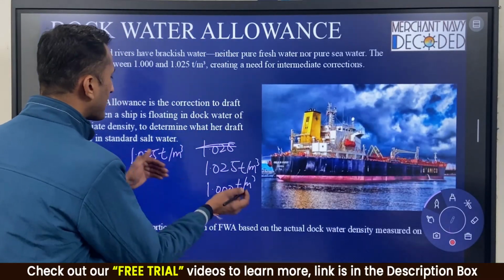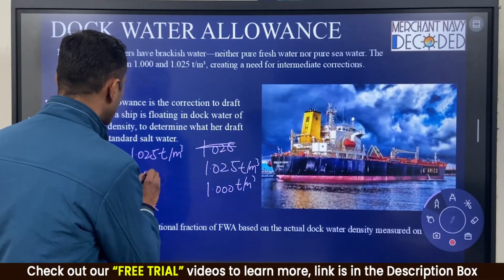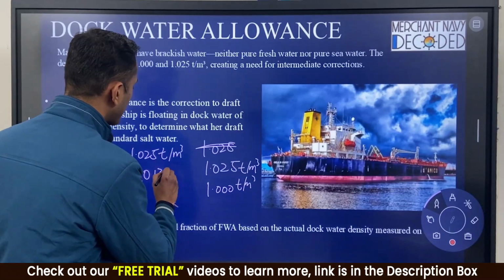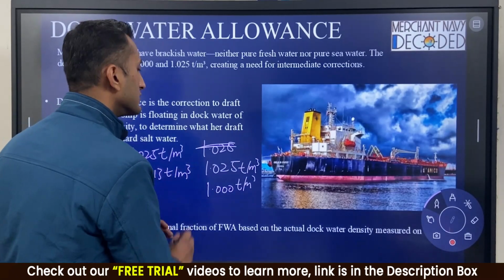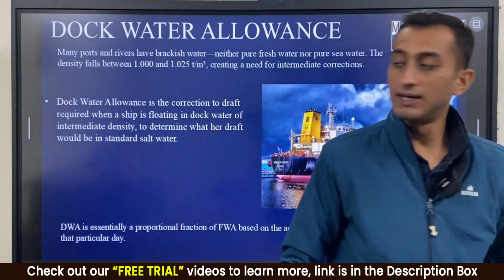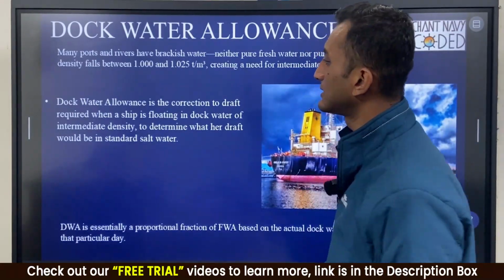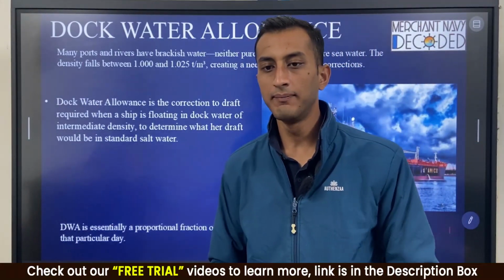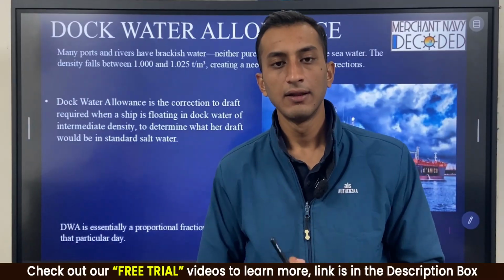And some random value between these two, it could be 1.013 ton per meter cube. So it is still the same. It is the rise and sink of the ship when it goes from one density to another, but it is like a middle value. It will not stay constant.